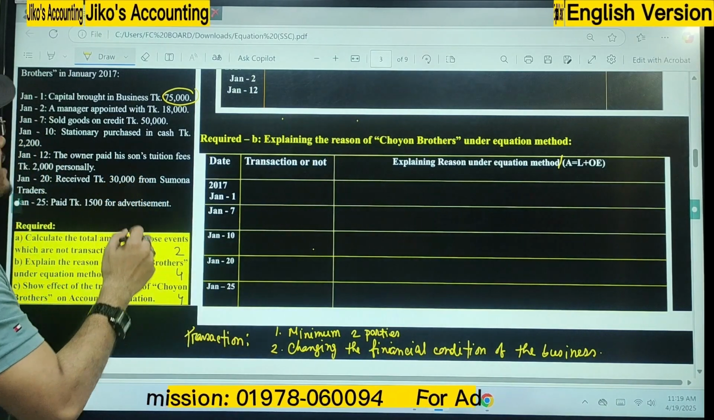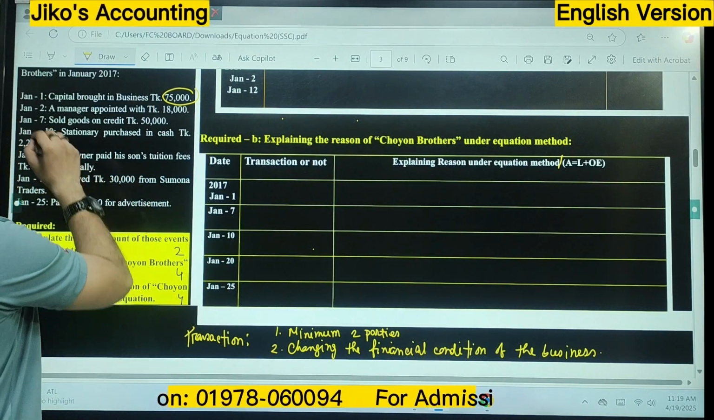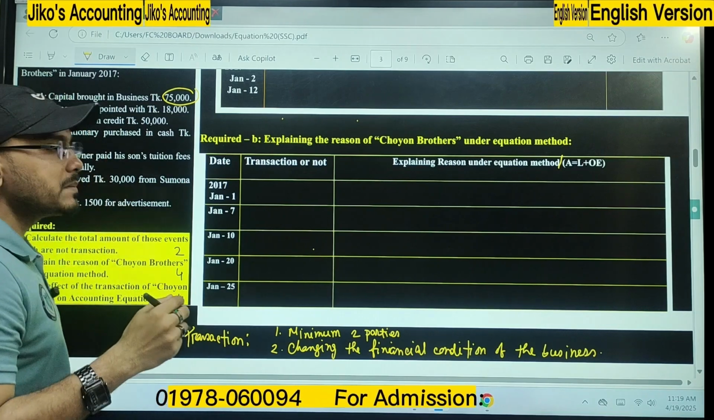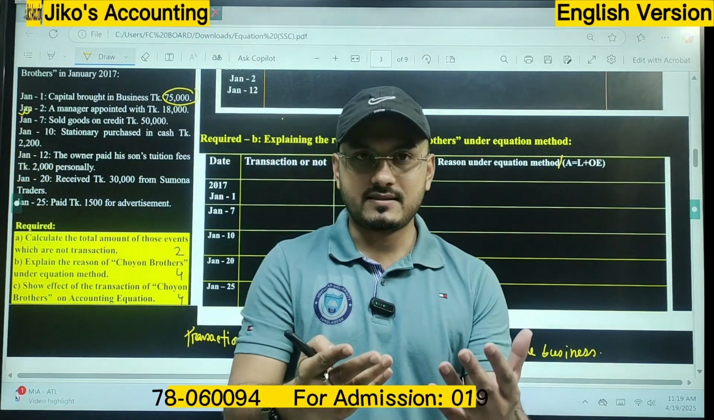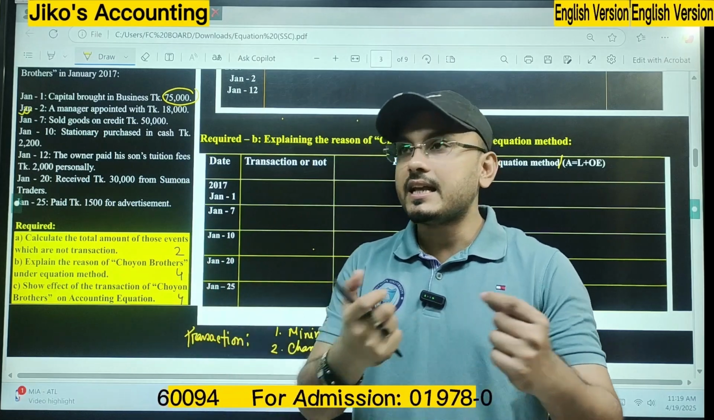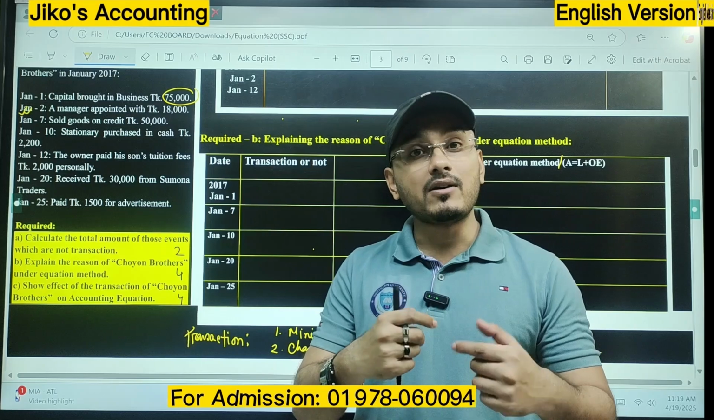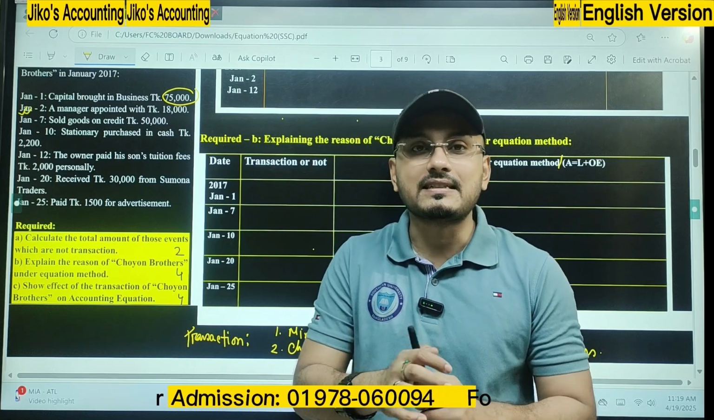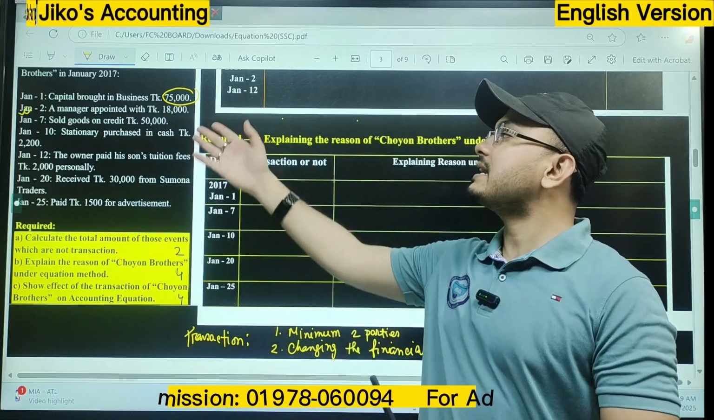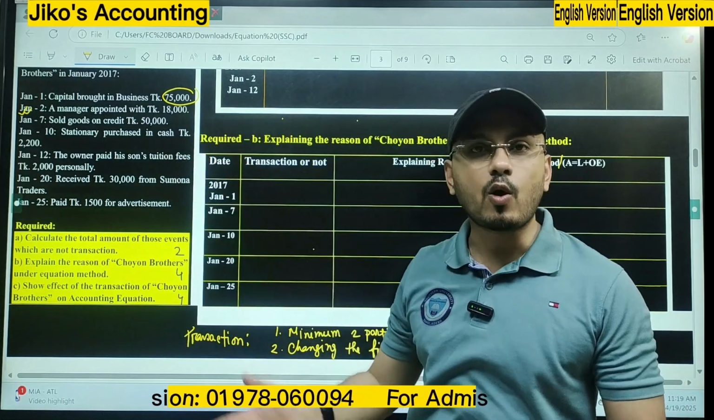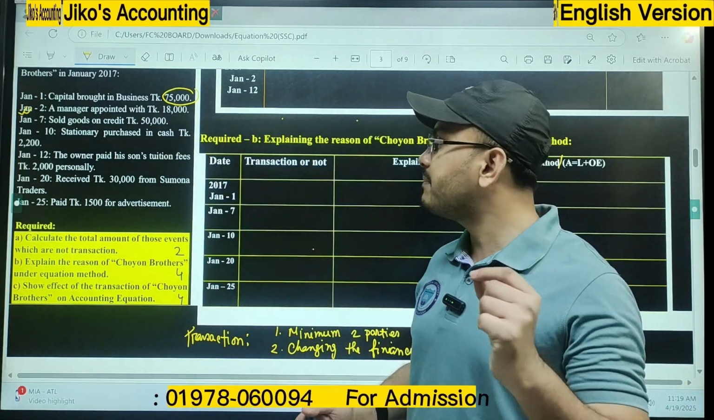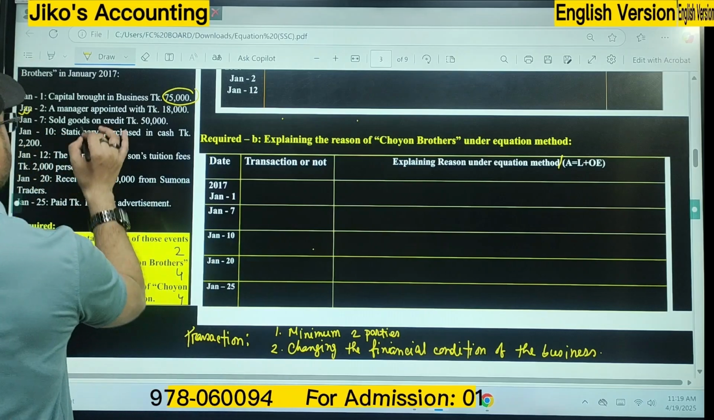Now, a manager appointed with Taka 18,000. Try to get this one. A manager appointed. He hasn't been paid. Here it doesn't even mention that the monthly salary of the manager, Taka 18,000, has been paid. Is there anything given? No. What have we been told? We have been told that only a manager was appointed.